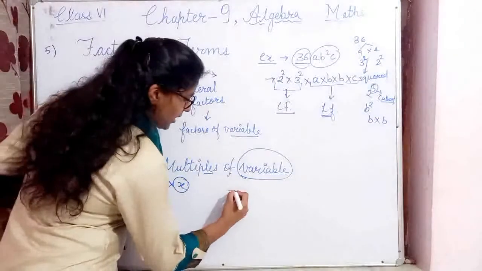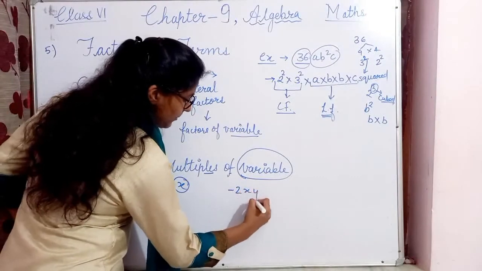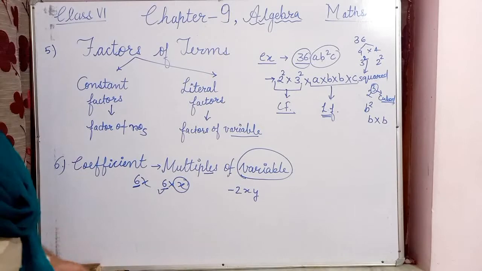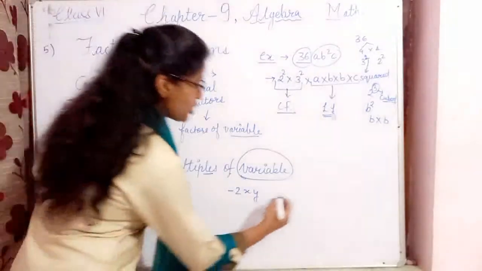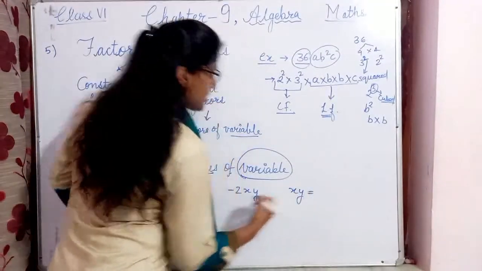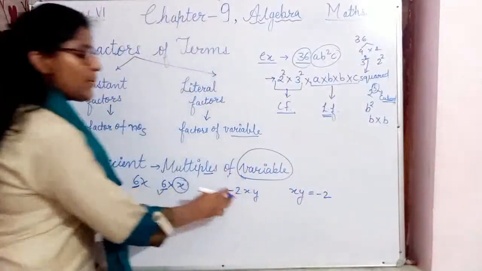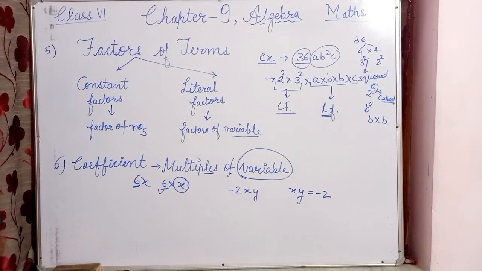If I am writing minus 2xy, what is the coefficient of xy? In this situation, what is your answer? The answer is minus 2, because minus 2 plays the role of the multiple here.